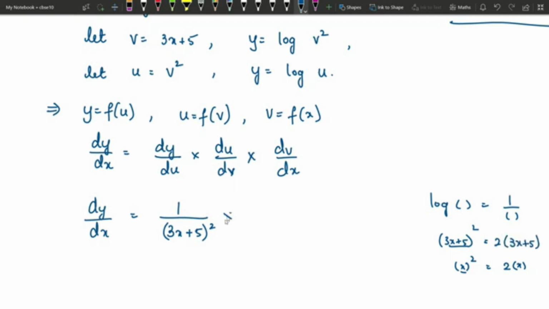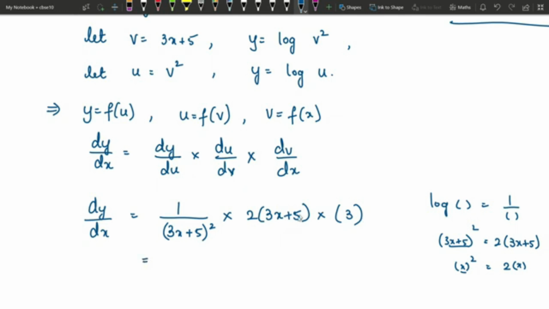So 2 into 3x plus 5. Now again, the standard formula is for x, not for 3x plus 5. So this 3x plus 5 we need to differentiate again, which is 3. 3x plus 5: the derivative of 3x is 3, the derivative of 5 is 0 because it is a constant. So 3 plus 0 is 3.